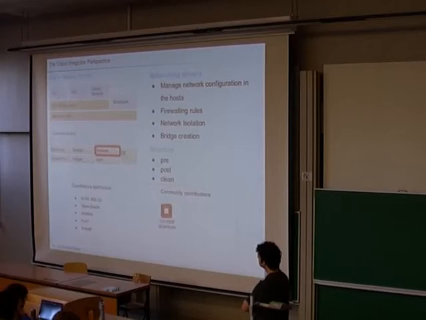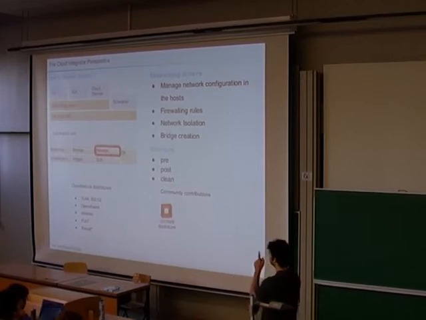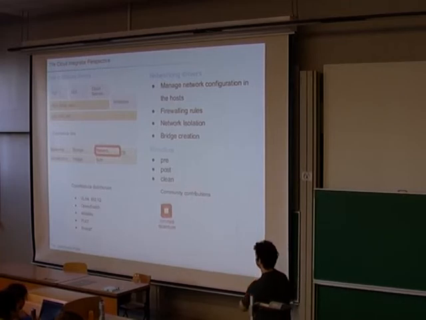The structure of these network drivers is only three scripts per network driver. So if you have VLAN, for instance, that means you have to implement pre, post, and clean. Pre is run right before the virtual machine starts. Post is run right after the virtual machine starts. And clean is used to clean up everything when you cancel the VM.